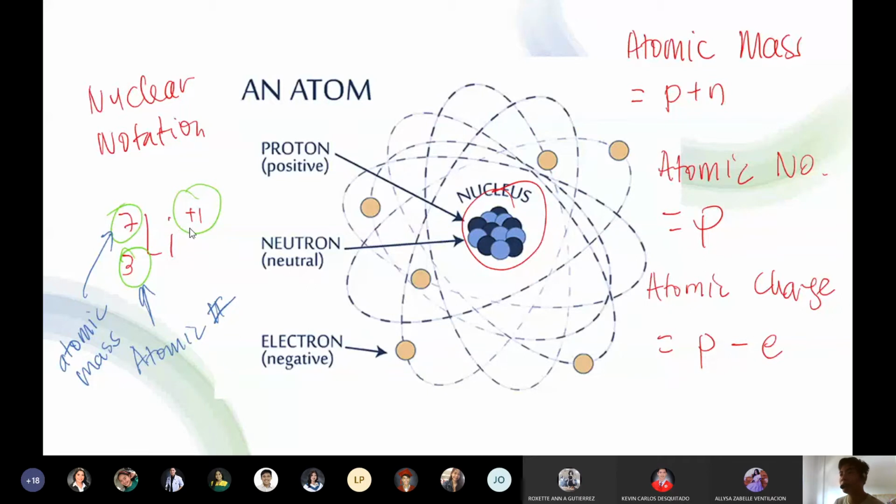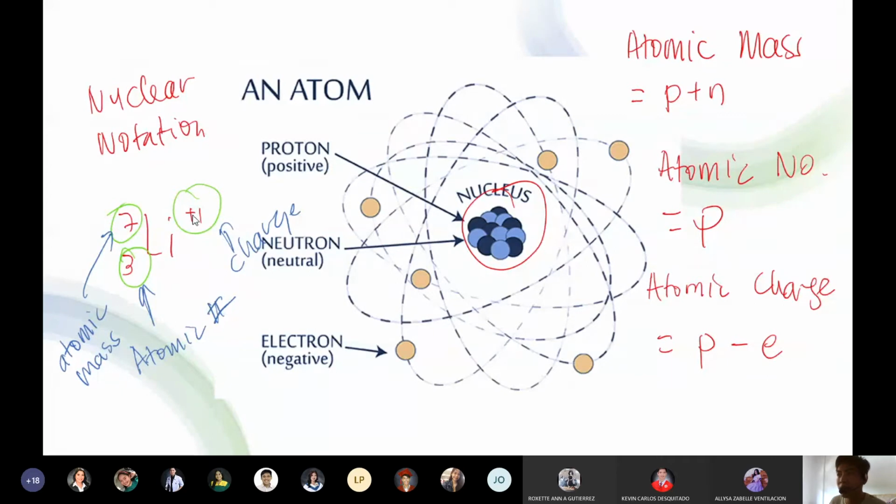The number here on the top right tells you about the atomic charge. Okay, so whenever the atom is positively charged, that means it loses electrons. If it is positive 1, the number of electrons is 1 less than the number of protons. If this is positive 3, that means the number of electrons is the number of protons minus 3. So, yun yung idea.